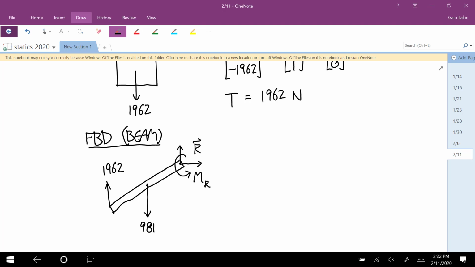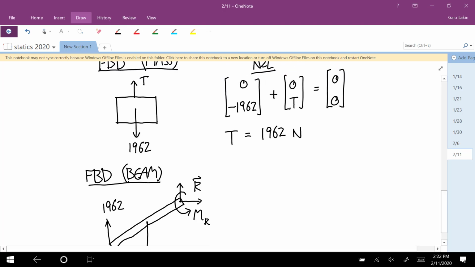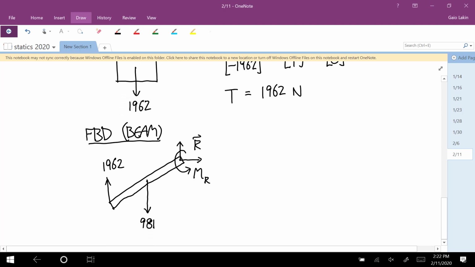I didn't do this when we isolated the mass because I just did that as a particle. We weren't dealing with rotations of that mass. But this is a rigid body, so we do care about rotations. We're dealing with moments and stuff. So I'm going to write out the cable position vector, force vector, and moment vector.